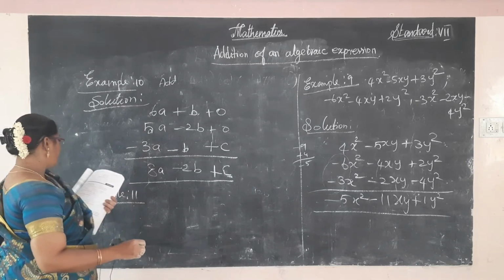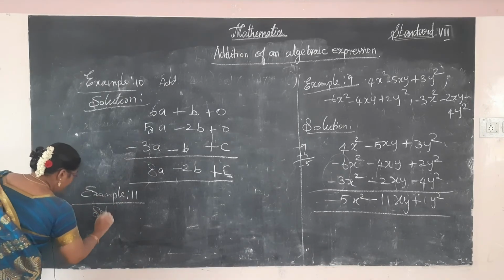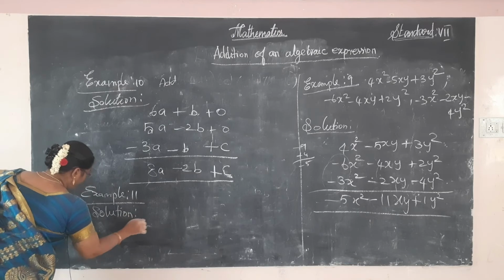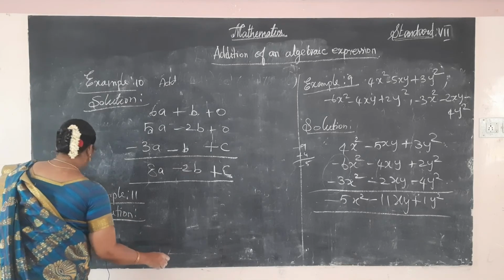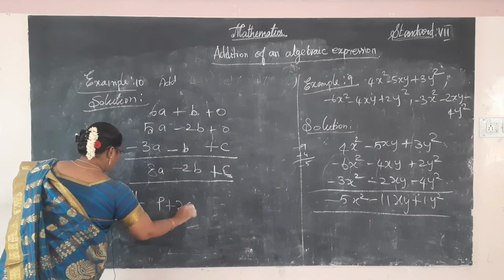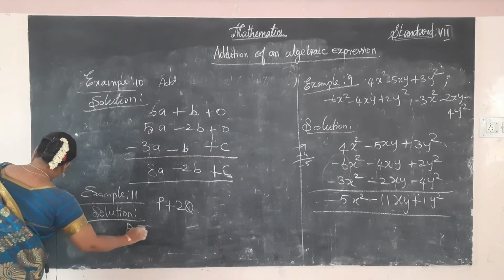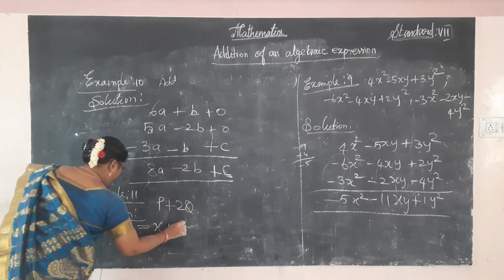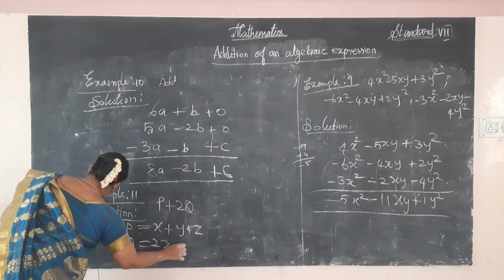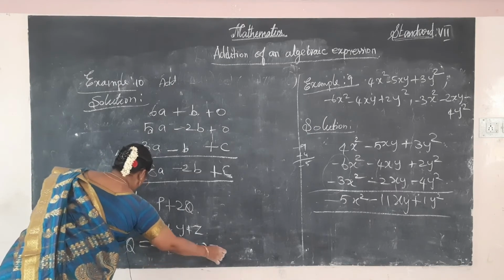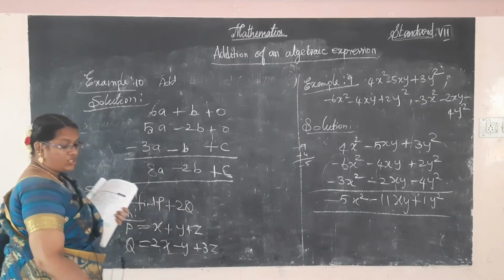And next one, example 11. If p is equal to x plus y plus z, solution. P and Q values are given. Find P plus 2Q. So the P value is x plus y plus z, the Q value is 2x minus y plus 3z. We have to find P plus 2Q.